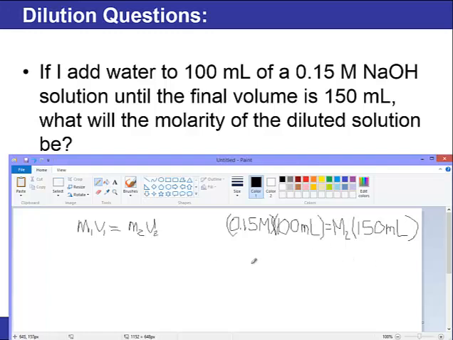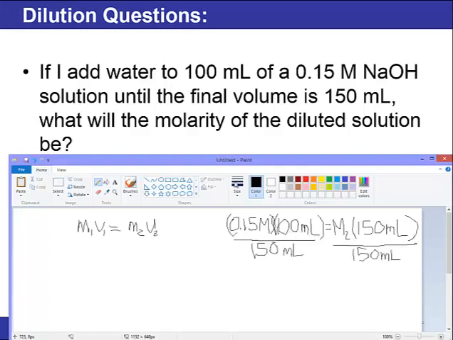So this is pretty easy to solve. We just need to divide both sides by 150 to get rid of the milliliters on this side. Notice, you just want to make sure that your concentration units are the same on both sides, for both the concentration and for the volume. So we've got molarity on both sides, big M, and that's what we want, molarity. And both volumes are in milliliters, so we can just leave them in milliliters. That's fine because they match.